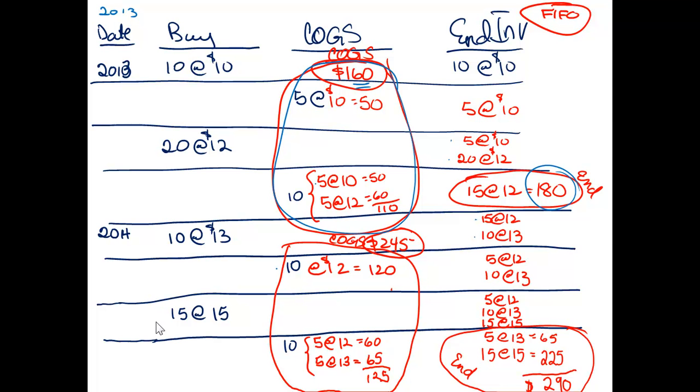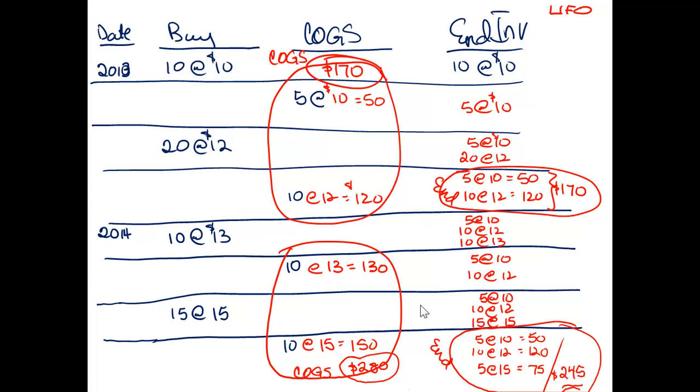We then go shopping again. We buy 15 at 15, and now we have 3 layers in ending inventory, 5 at 12, 10 at 13, and 15 at 15. So when we sell 10 units, they come from the oldest, 5 at 12, and then the next oldest, 5 at 13, leaving us a remainder in ending inventory of 5 at 13 and 15 at 15, or $290, and cost of goods sold for the year, 245, which is the sum total of all of our cost of goods sold.